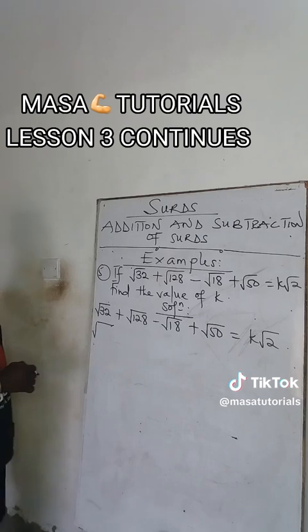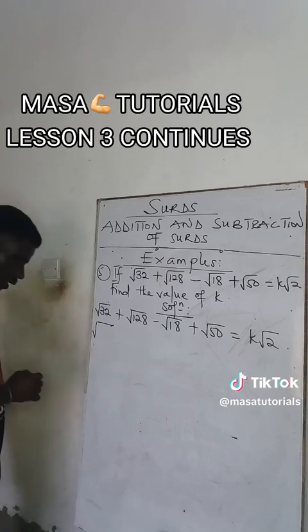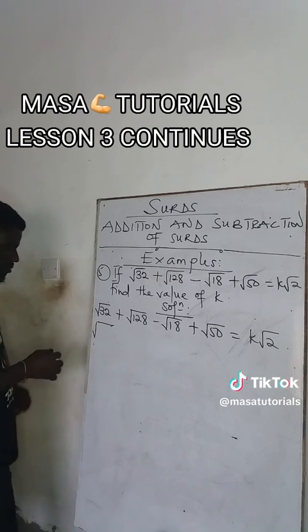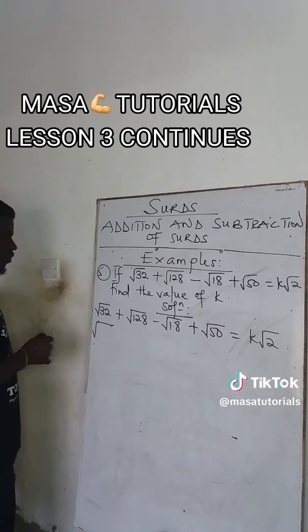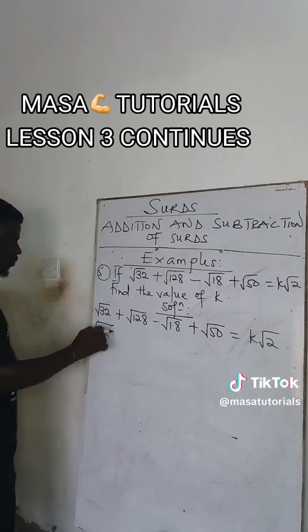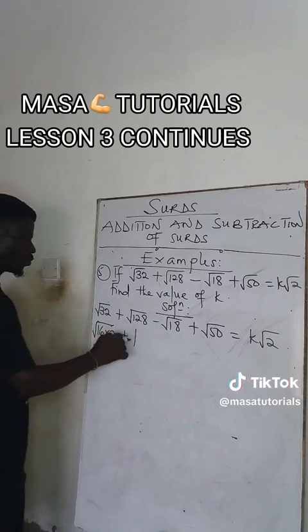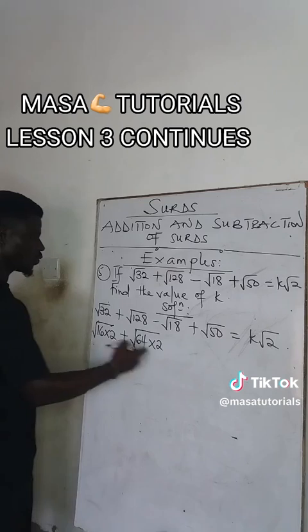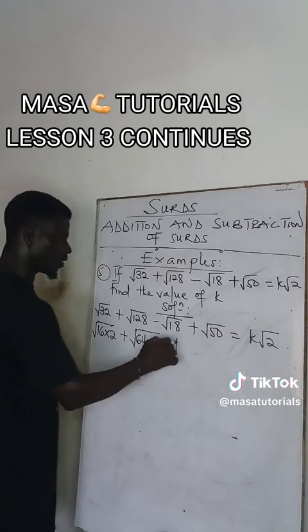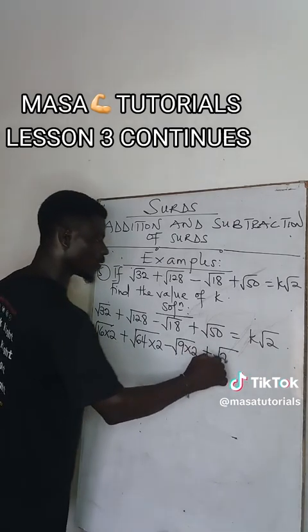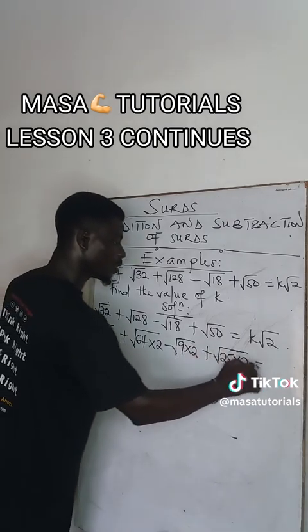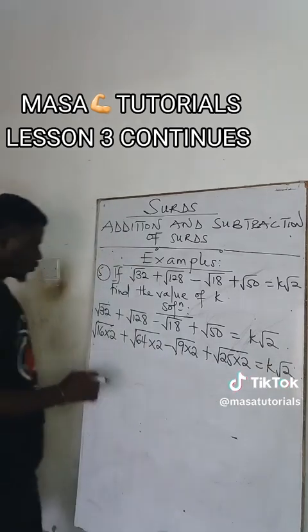So we can have, when you use 4 times 8, 8 will be another cell which can be reduced. So let's see, 16 times 2. Square root of 16 times 2 plus square root of 128, we can have 64 times 2. Minus square root of 18, we can have 9 times 2. Square root of 50, we can have 25 times 2, is equal to k square root of 2.